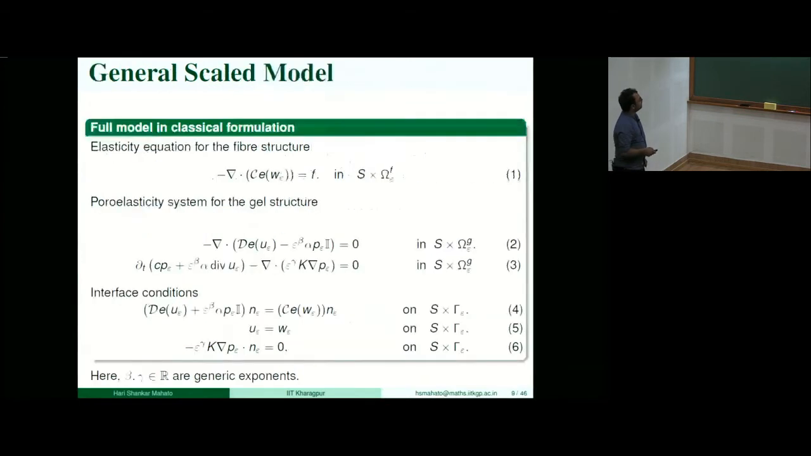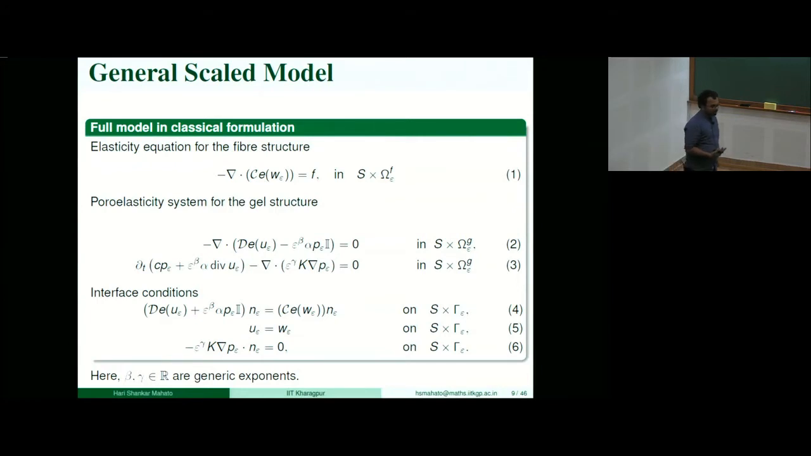So basically, this is how our entire model will look at the microscopic level. That is our linear elasticity equation for the microfibers, and this is the poroelastic system for the gel structure. And that's the interface condition.